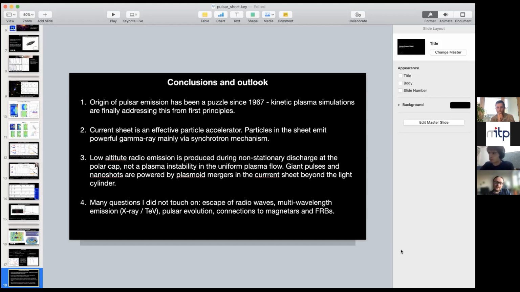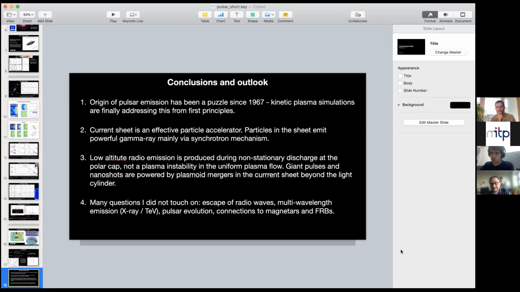Roughly, for an aligned rotator, you get something like 10% of the surface-integrated Goldreich-Julian flux, if you know what the Goldreich-Julian density is. So roughly 10% of that is carried away by these energetic ions in the equatorial current sheet. What are the consequences? Hard to say.